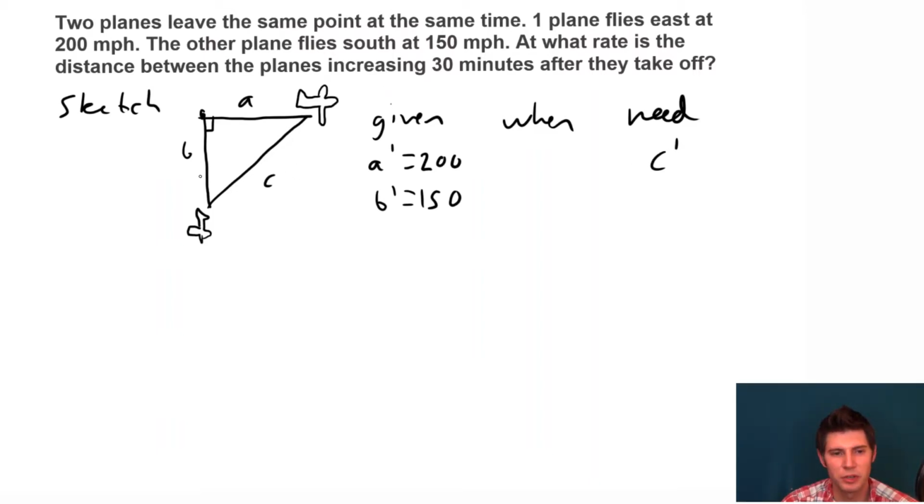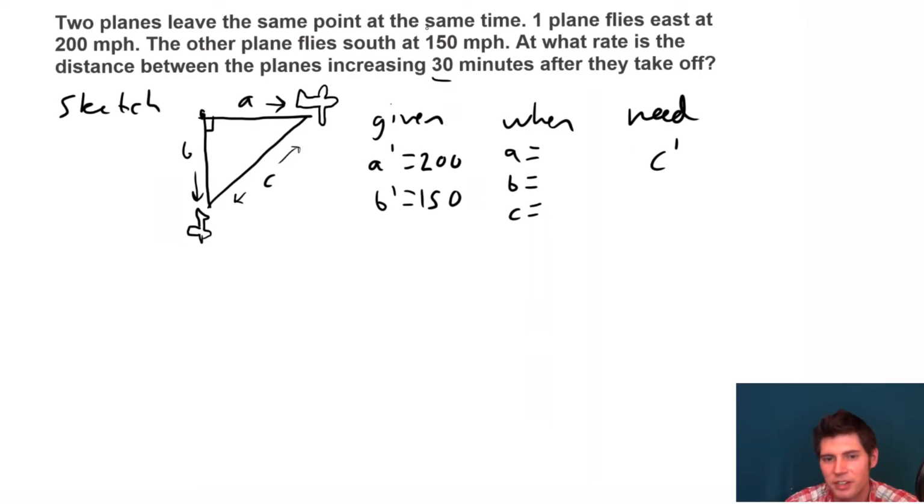So the distance between the two planes is C. So this plane's going this way, this one's going this way. And their distance is getting bigger and bigger as they travel. And we need to know how much 30 minutes after they take off. So the when, it just says 30. So really, another formula we're going to be using here is just distance equals rate times time. But I think we kind of already know that. So I'm just going to say A equals and B equals. And really, we also know C equals.